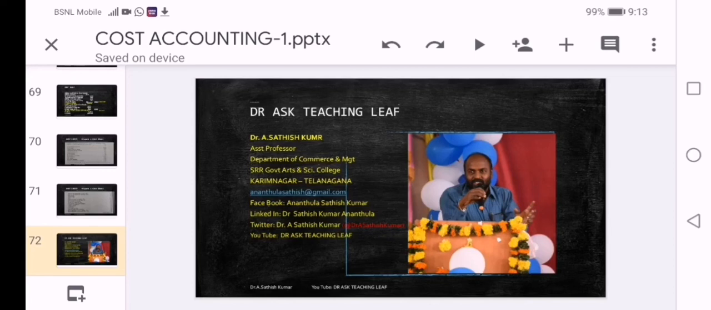In the next session, as I said, we will be discussing some leftover concepts related to cost accounting. Understanding them is also very useful when we go further and discuss the other chapters like material, labor, overheads, contract costing, process costing, etc.